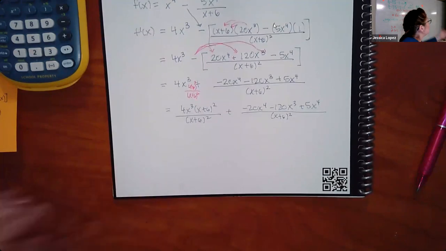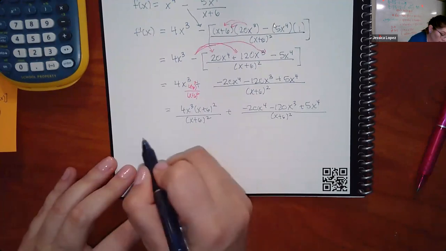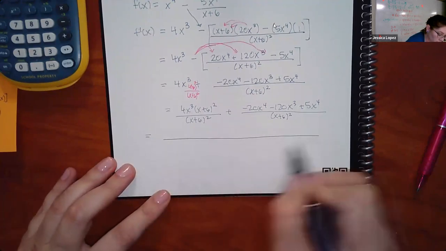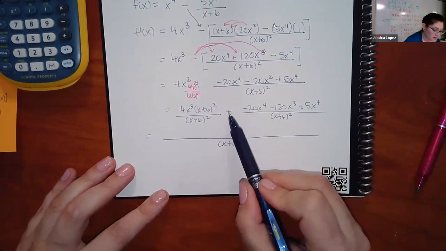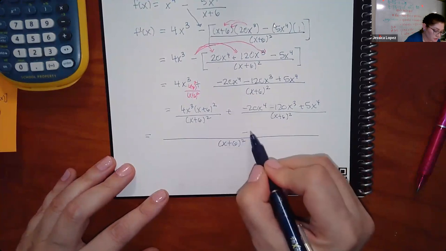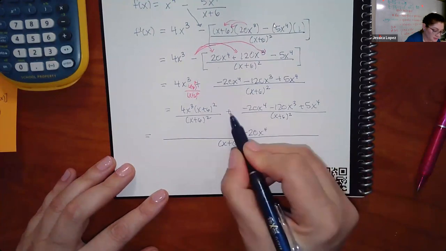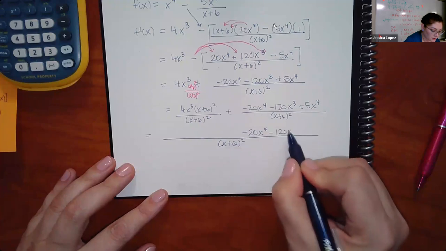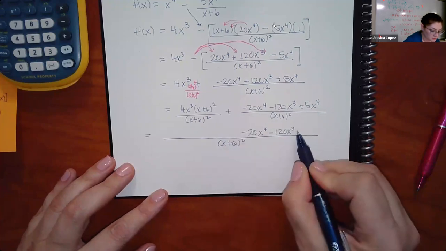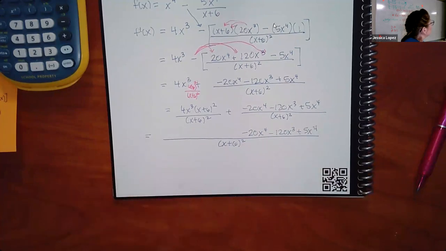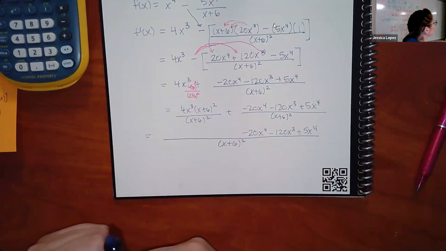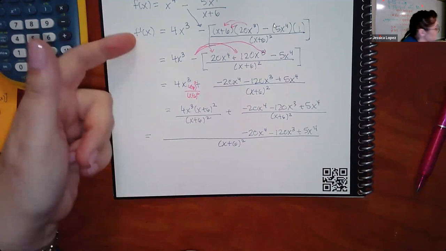Then, because they are both over x plus 6 squared, I can write them together as one fraction. And I don't need this plus negative because what's a positive times a negative? It's just going to be negative. And then positive times a negative is just going to be negative. Positive times a positive will be positive. But in the front, I do want to distribute that out. Sure. Right here.